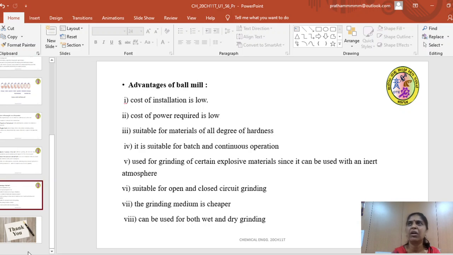Explosive material, as we have learned in the nature of the material during the size reduction process, when we use explosive material, it should be in an inert atmosphere. We cannot operate near crowded places or in a very closed area. So this ball mill is suitable for the grinding of certain explosive material, and it can be used in an inert atmosphere also. And it can be used for both open and closed circuit grinding.